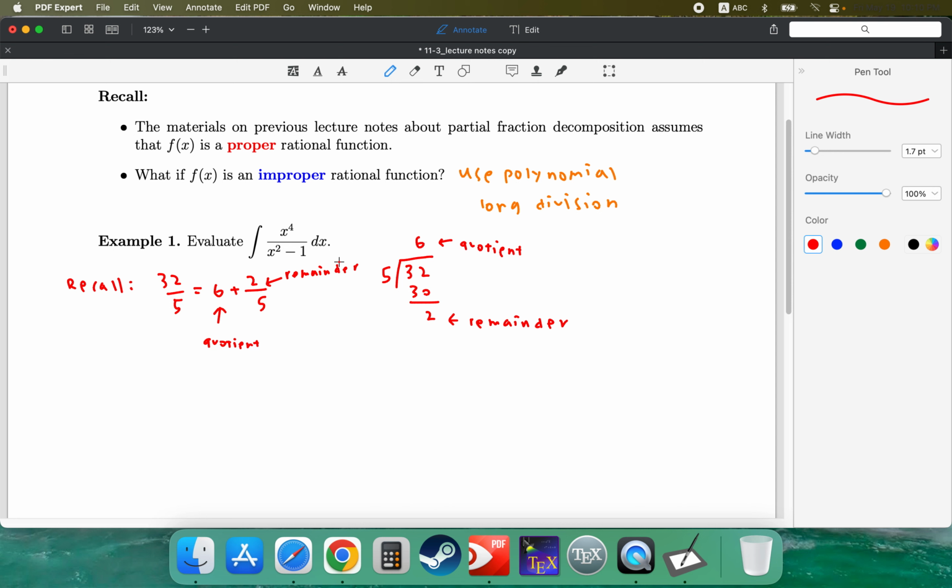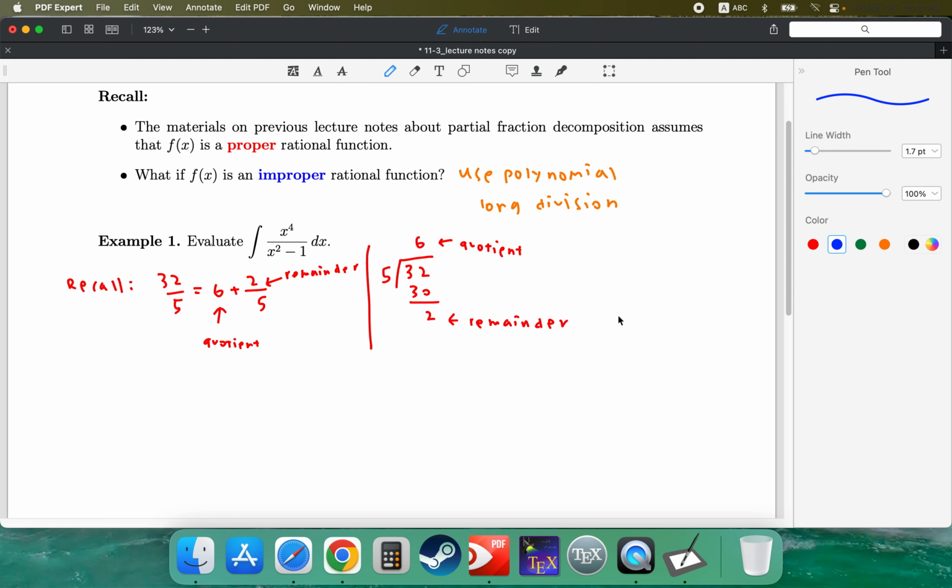That's basically what we did in elementary school. Now we want to use the same idea. You can see that after I use the division, this 2 over 5 is proper. Originally 32 over 5 is improper, but now it becomes proper. That's the whole idea. So now I want to divide x to the fourth by x squared minus 1.